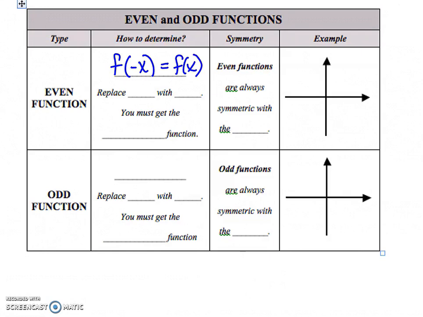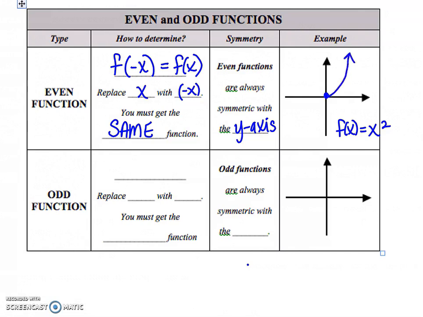So algebraically, what you are going to do is replace x in your equation with negative x, everywhere that x appears. And then you're going to simplify. And in order for this to be an even function, you must get the same function. Even functions are always symmetric with the y-axis. An example of an even function that you all know would be f of x equals x squared. We were just transforming that a moment ago.